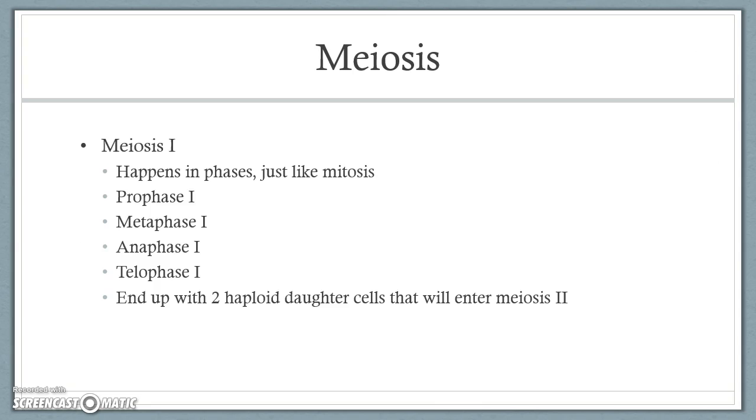Meiosis I happens in phases just like mitosis. We just put a 1 at the end to indicate that it is part of Meiosis I. This results in two haploid daughter cells. Each of these daughter cells will enter Meiosis II.